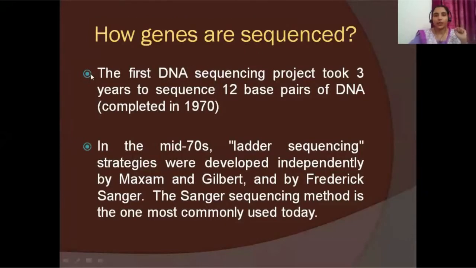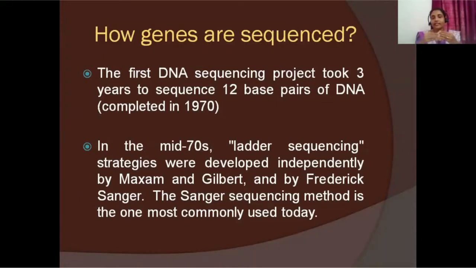Now, how are genes sequenced? The first DNA sequencing project took 3 years to sequence 12 base pairs of DNA. Do you understand, 12? Only 12 of them, to understand what comes after what comes after what. They took 3 years when they first started. Not now. Nowadays it happens very quickly. But the first DNA sequencing took 3 years. It was completed in 1970.